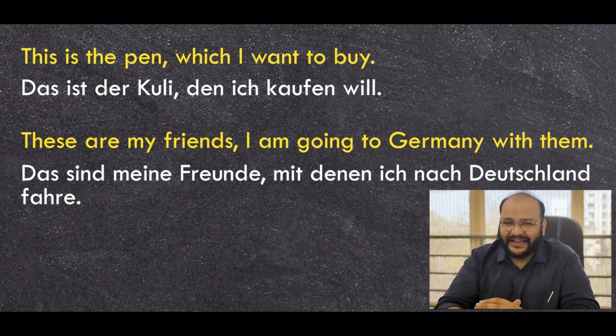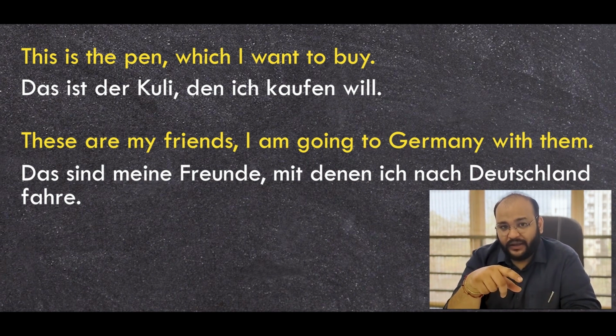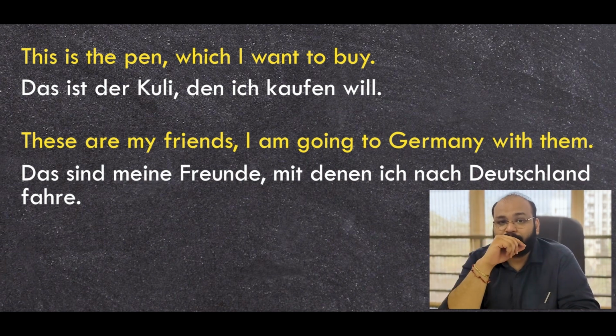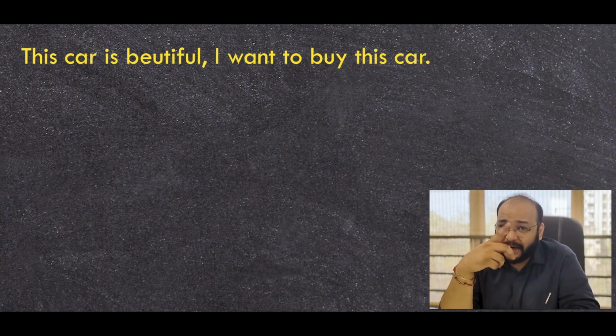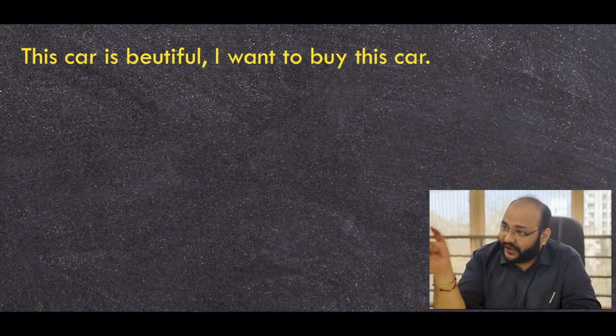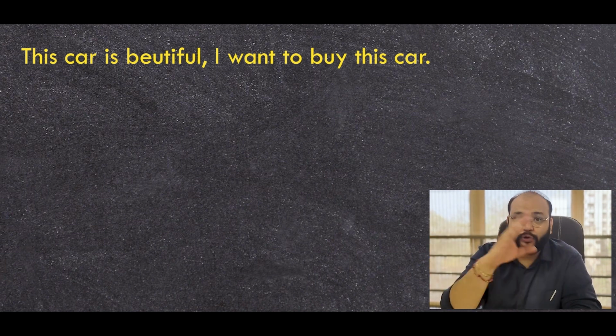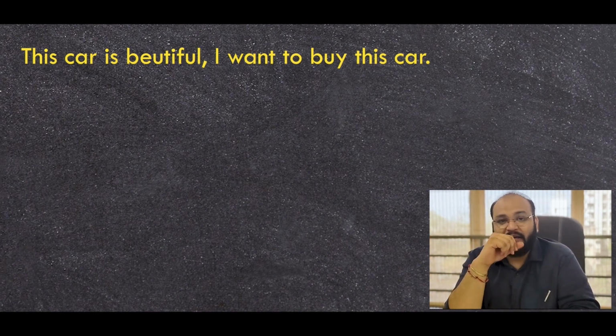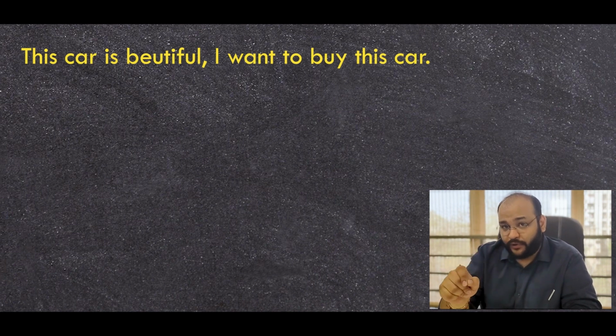Now, let's do a last example to take the point home. Let's say the sentence is, this car is really beautiful, I want to buy this car. Let's say these are the two original sentences. You have to make a relative sentence. Now, while making a relative sentence, you are not allowed to change the structure or the position of the sentences. So the first sentence remains the first sentence, the second remains the second sentence. So here the first sentence is, this car is really beautiful, and the second is, I want to buy this car.